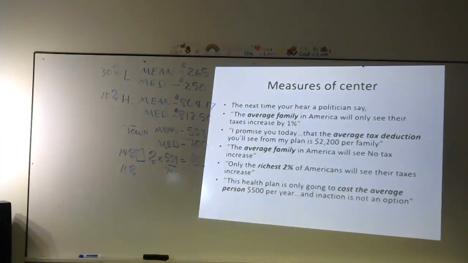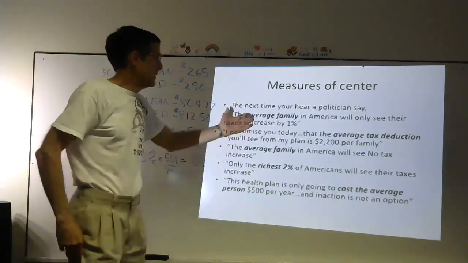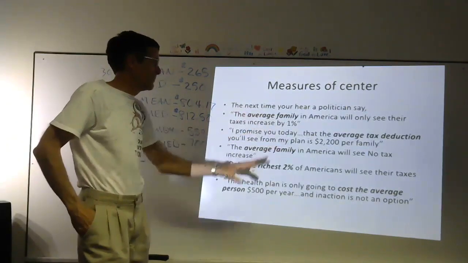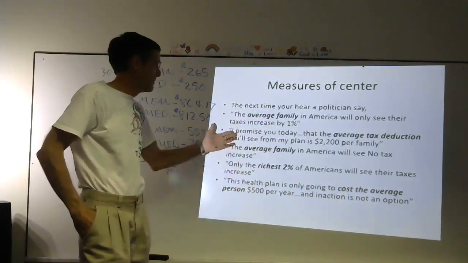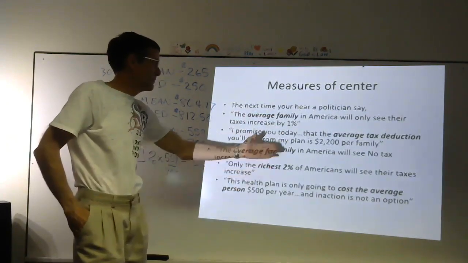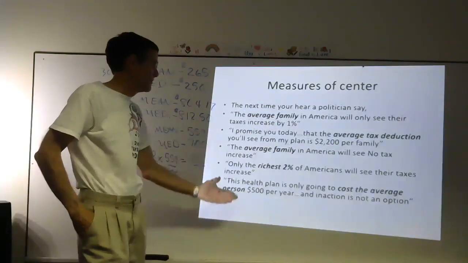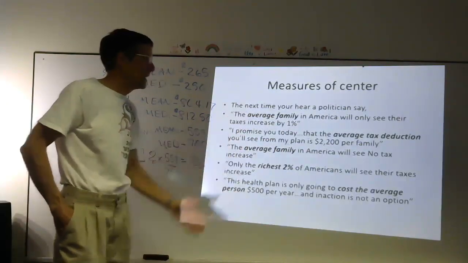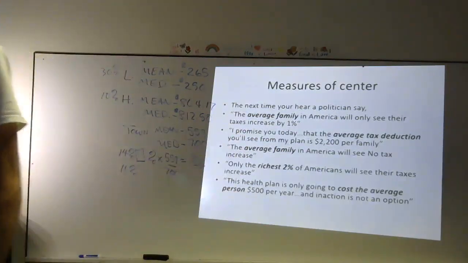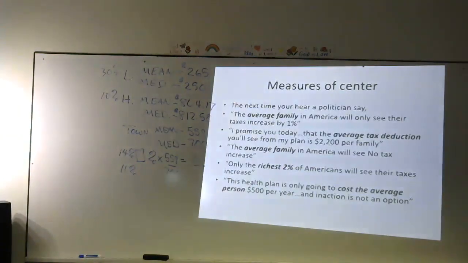Okay, so here's all kinds of things that I've been talking about. They use the word average. Do they really understand what average means? Average, only the richest 2% will see their taxes increase. Average, average, average. Do they really understand what the mean is, that you add them up and divide by how many?